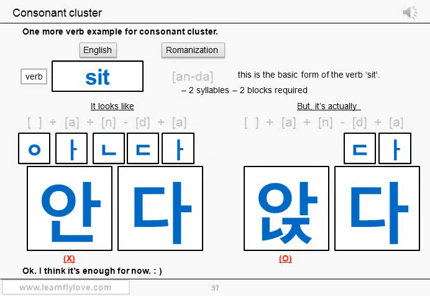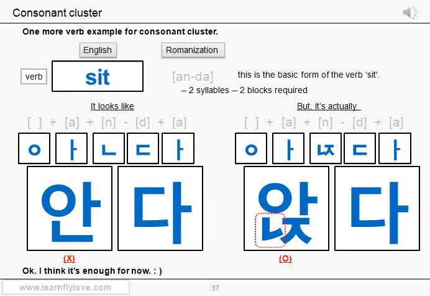The next word is sit. This verb also has a consonant cluster as a final. Please do not see the romanization, just check out the sound. 앉다, 앉다. Then let's check out the actual spelling. The initial consonant of the first block is 이응, the empty sound consonant, and the vowel is 아. And the final consonant is a consonant cluster, so 느 consonant which sounds like N in English, and 즈 consonant which sounds like J in English come together. But strangely, only the first consonant N makes the sound, and the second consonant 즈 seems like a silence here. So it sounds 으, 아, 안, 안, okay?